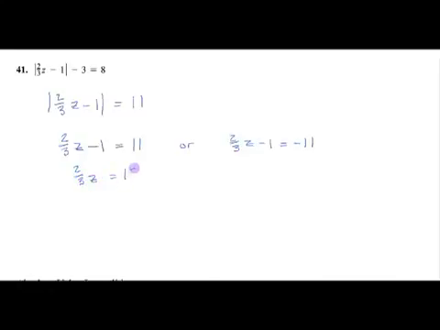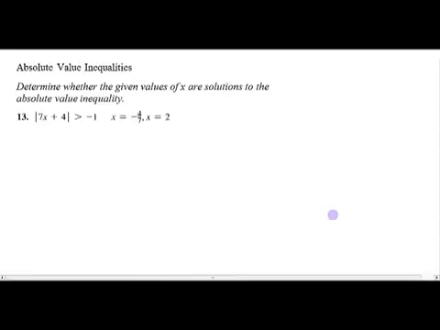2/3 z equals 12. When I multiply both sides by 3/2, I get z on the left, and on the right 2 cancels 12, 6 times 3 is 18. Or over here, 2/3 z equals -10. When I multiply by 3/2, I get z on the left, and on the right I get a negative. 2 goes into 10 5 times, 3 is 15. So my two solutions are 18 and -15.